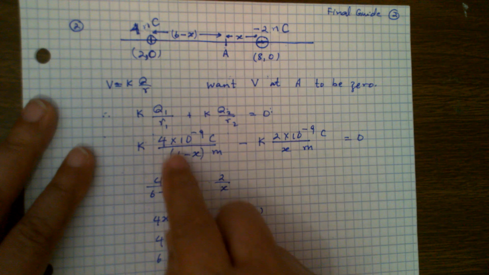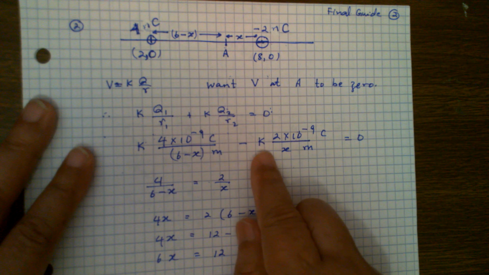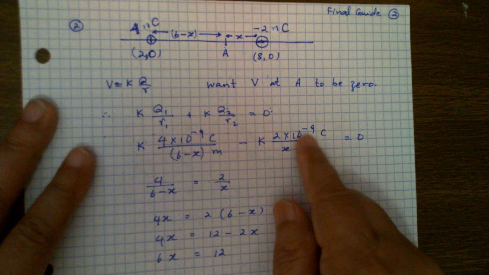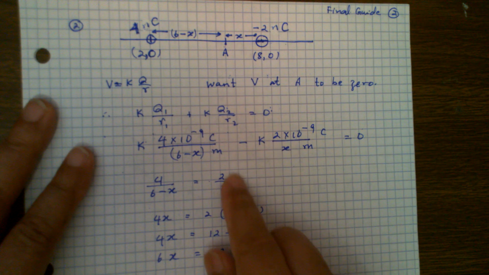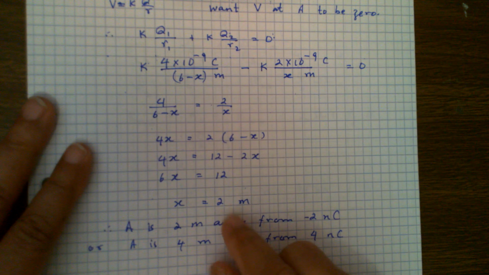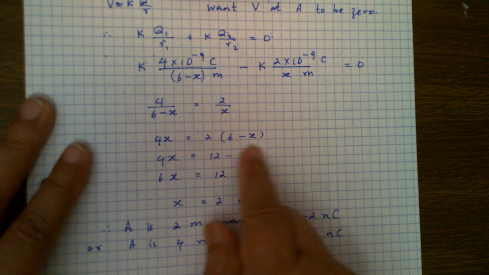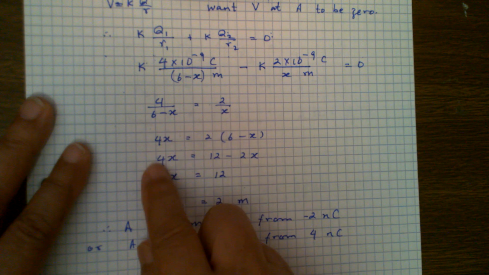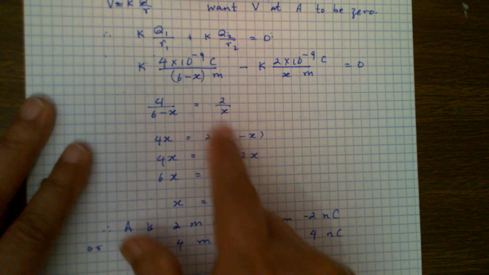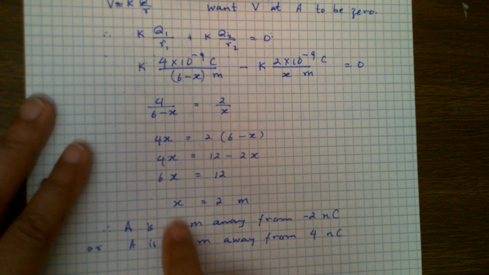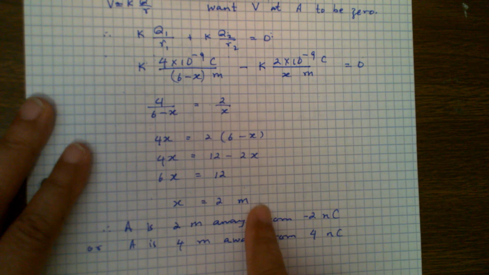And the charge is negative 2 nanocoulombs. So from here, k cancels out, and 10 to the power negative 9 cancels out. And so I have 4 divided by 6 minus x, plus negative 2 divided by x, equal to 0. So it's simple, 1 unknown, 1 equation. So I work it out. 4 times x and 2 times 6 minus x, cross multiply. Then I get x is equal to 2 meters. So this should take about 5 seconds.